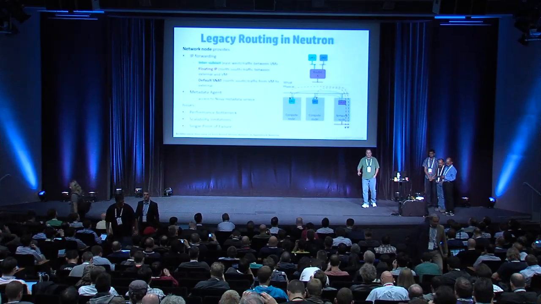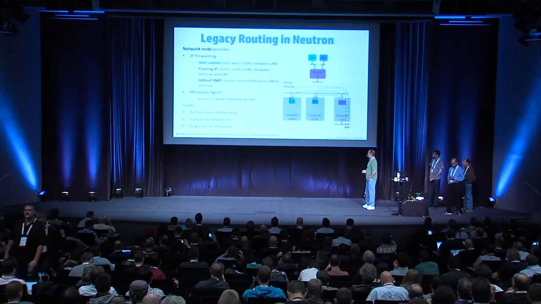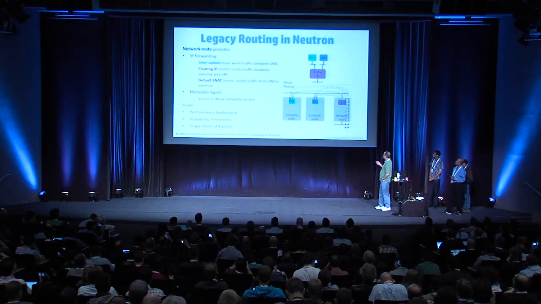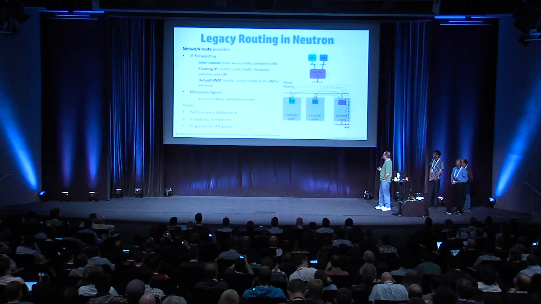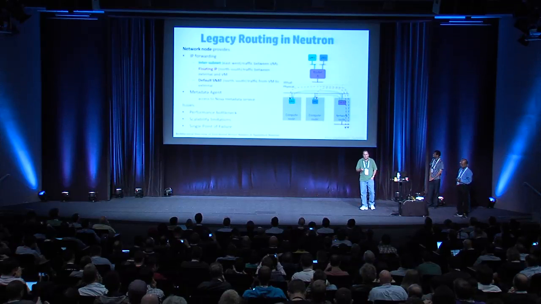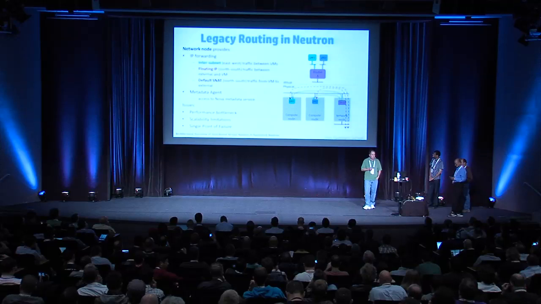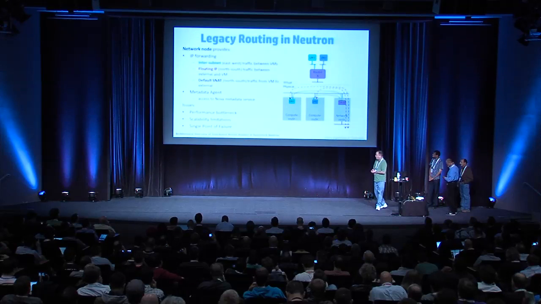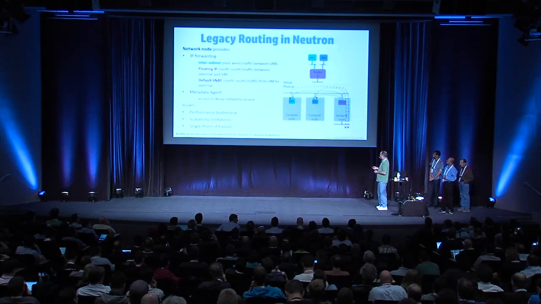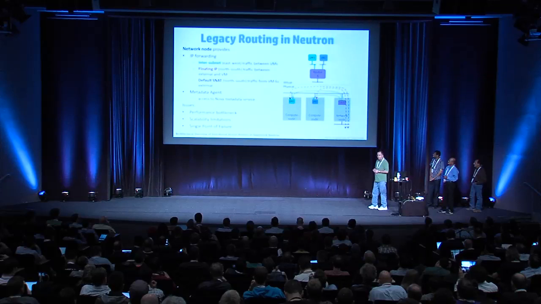So just to set the stage here, legacy routing in Neutron. What we have here is the wrong slide. What we have here is a configuration up here on the top of a couple of VMs, a green network, a blue network, and a router connecting them out to the red external network. And that's the virtual configuration. In a physical deployment, that might look like something that's on the bottom here, a couple of compute nodes hosting the VMs, and a network node hosting the router function.